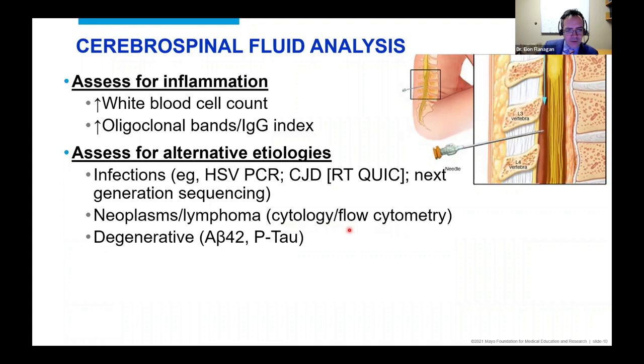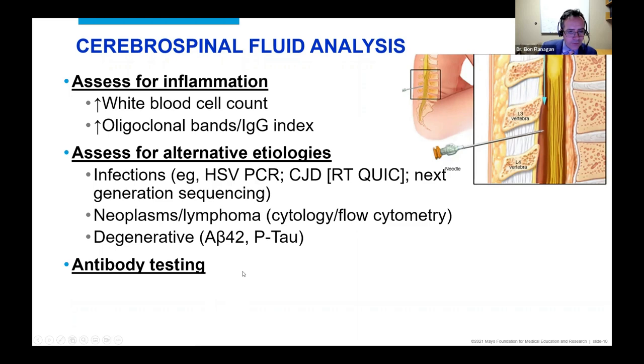And we can also look for markers of degenerative conditions like Alzheimer's disease, where we look for amyloid beta or tau proteins within the spinal fluid that can give us a clue to those particular causes. And then we'll often do antibody testing both in blood and spinal fluid. So this is part of the diagnostic testing that we undergo to make a diagnosis of autoimmune encephalitis. And I'll focus in later more on misdiagnosis and how that happens.